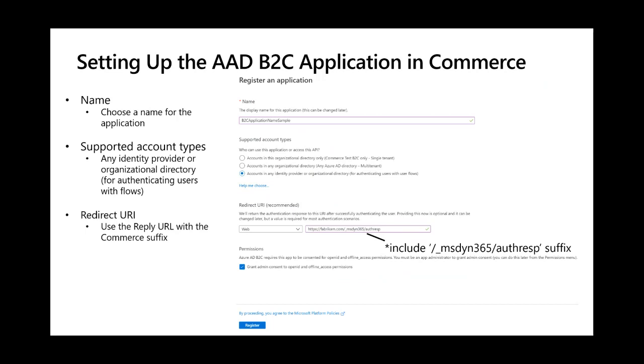You can then set the redirect URI, which is the reply URL from your resource list. So set that to web as type, and then include the reply URL, which is your endpoint URL plus the MS-DYN365/auth response suffix. And I also leave the permissions for grant admin consent to OpenID and offline access permissions selected.